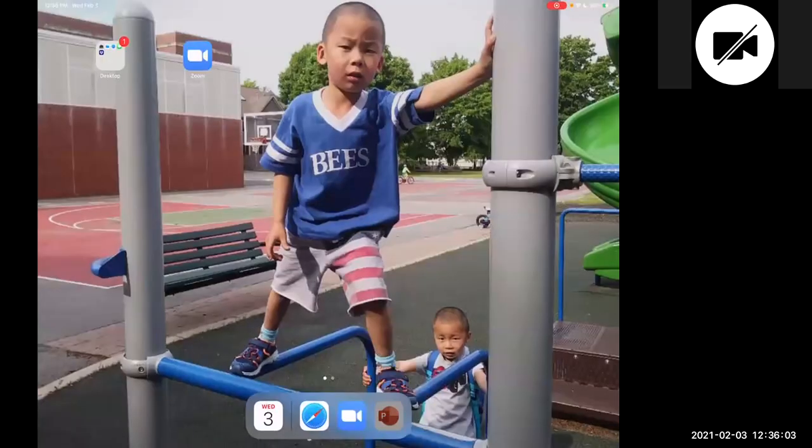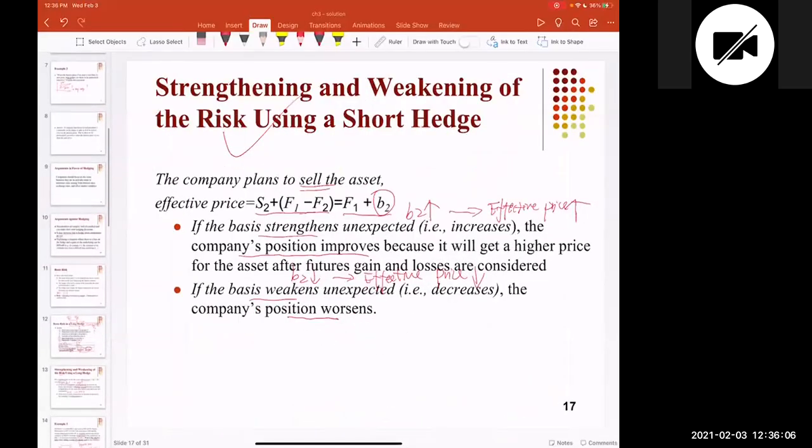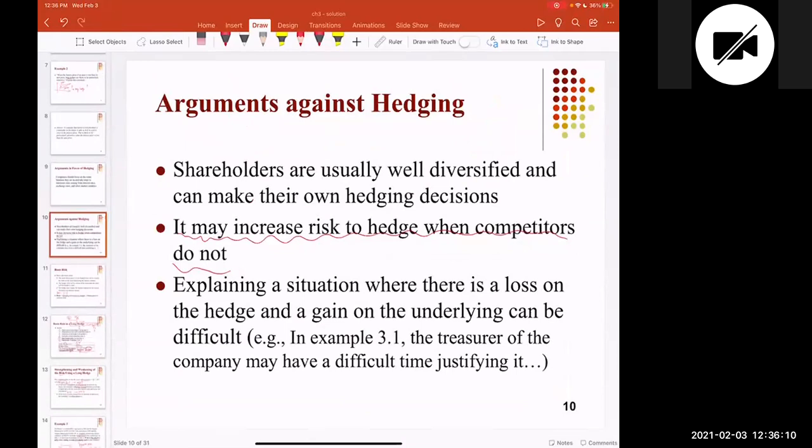If you go back to the slides, I think that's what we discussed earlier. It may increase risk to hedge when competitors do not. So the answer is C: if all companies in an industry do not hedge, a company is liable to increase its risk by hedging. Okay, so that's a multiple choice question related to this issue.